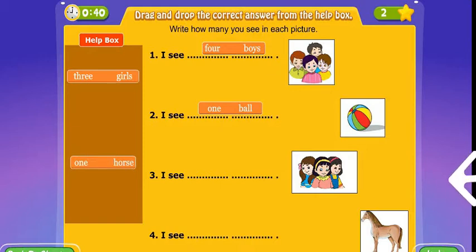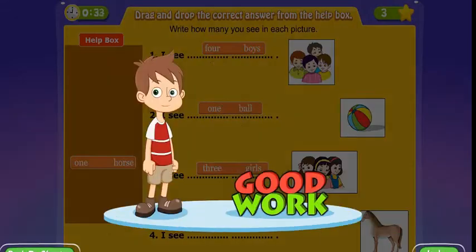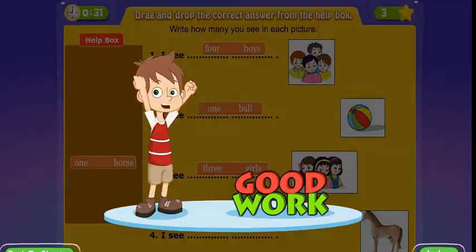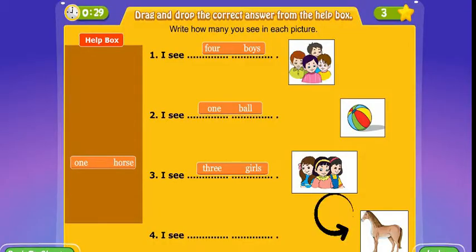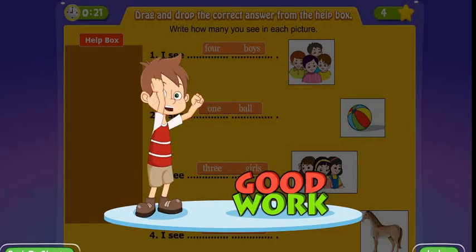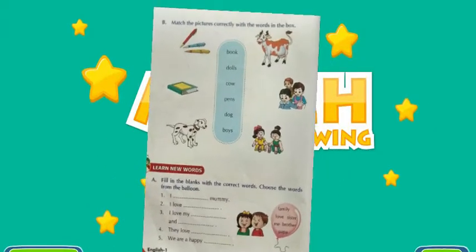Number three is I see three girls. In this picture, you see three girls. And number four is I see. What is this? This is a horse. How many horses are here? Only one. I see one horse. Clear, beta? Now come to the next page.